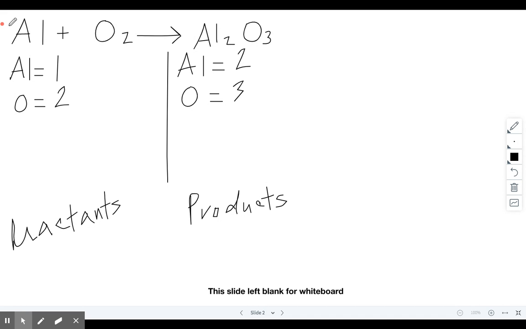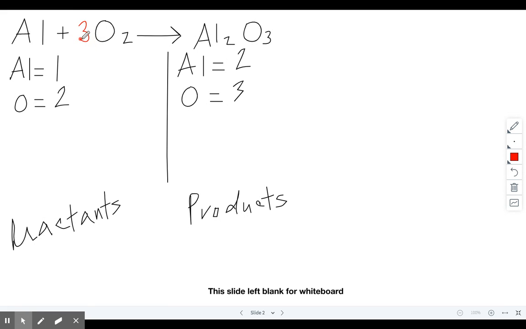If I put a 2 there in front of my aluminum, it's really not fixing anything with my oxygen. So I'm not going to touch that right now. So let me first worry about my oxygen. So I have 2 and 3. So I need to find the least common multiple. And the least common multiple of 2 and 3 is 6. So what do I need to multiply 2 by to get 6? I need to multiply it by 3.